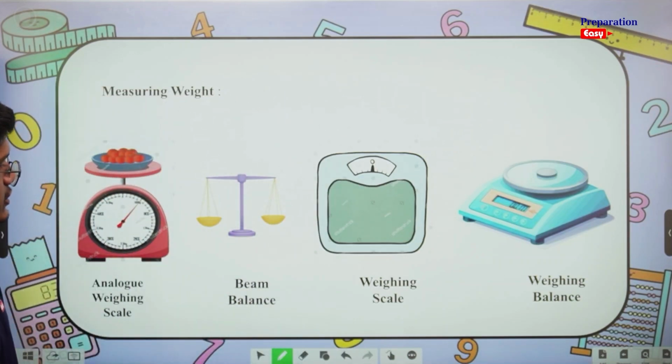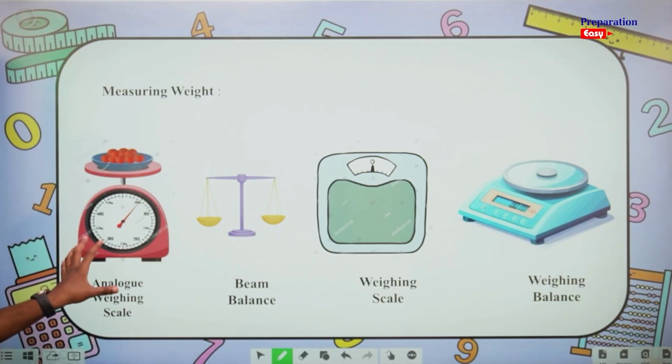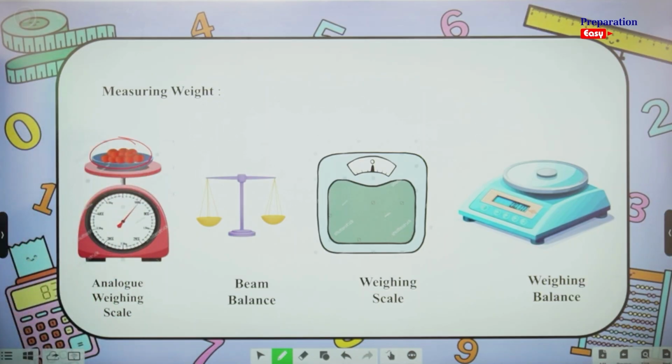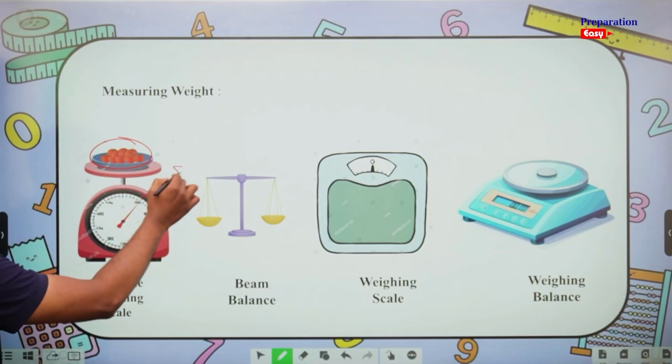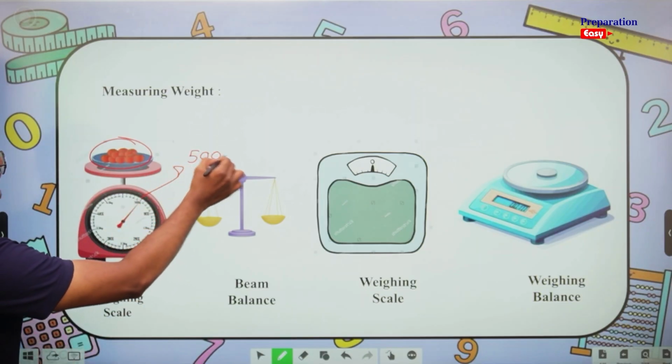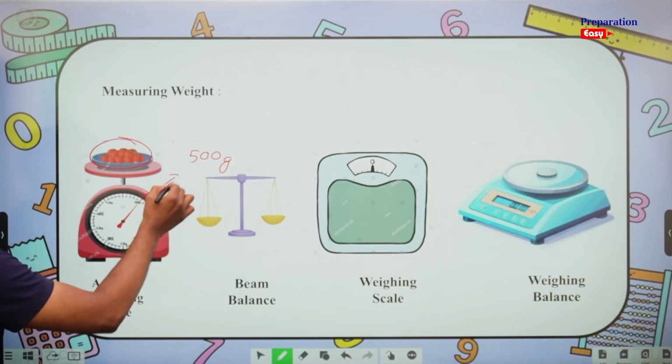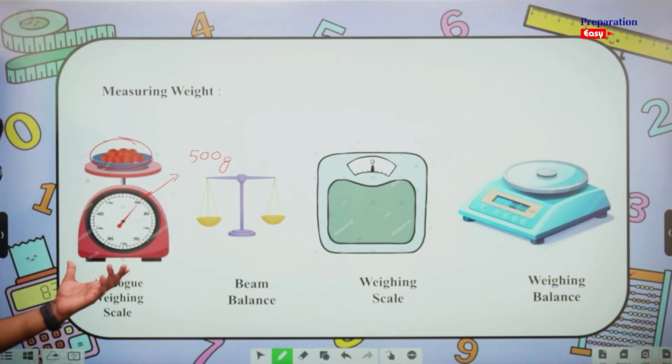Measuring weight. We have different machines and tools to measure weight. This is an analog weighing scale. On this, tomatoes have been kept and they are weighing around 500 grams, which is half a kg. This machine is called an analog weighing scale.